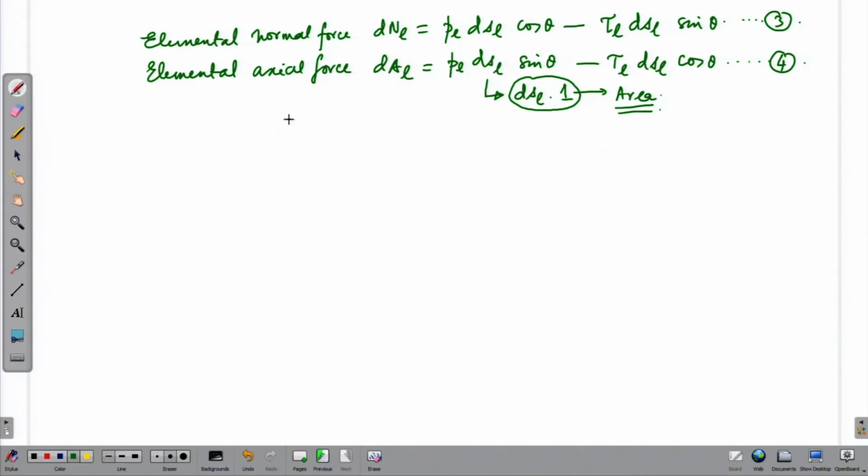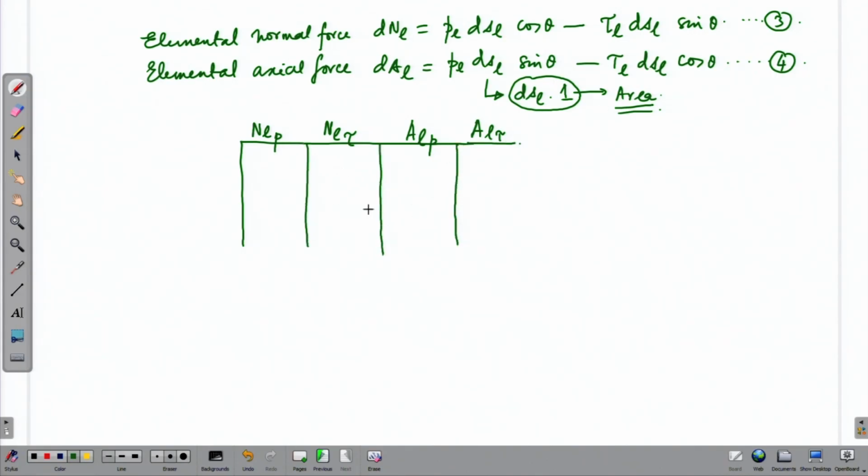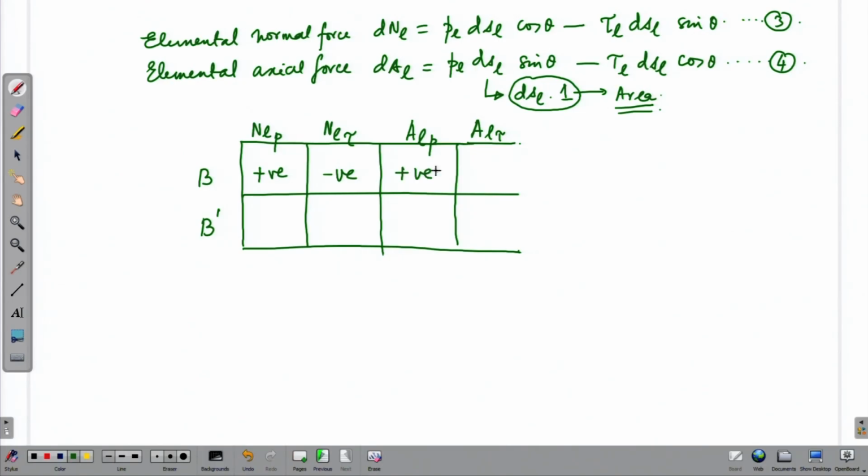And as you can understand, the sin theta cos theta terms based on the sign convention work appropriately when we look at the direction of theta, that means whether it is positive or negative. Let us form that table which we did for the upper surface here also. So, the normal force has two sources, pressure and tau, so does the axial force. I hope from the equations 3 and 4 you would be able to identify the components now. We mark the points B and B dash, and we will find how the sign of these different components work out.